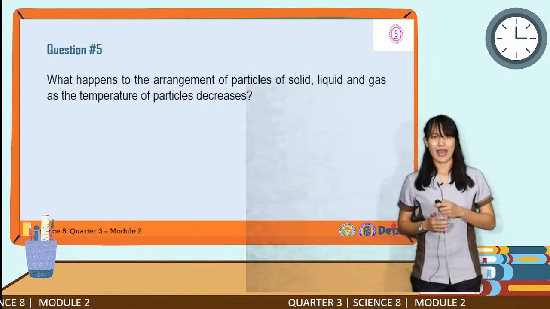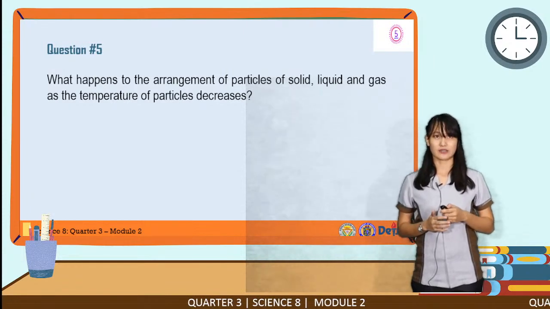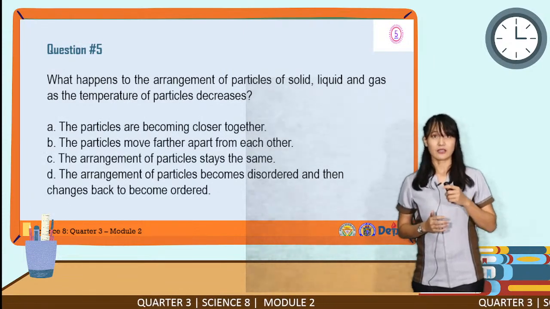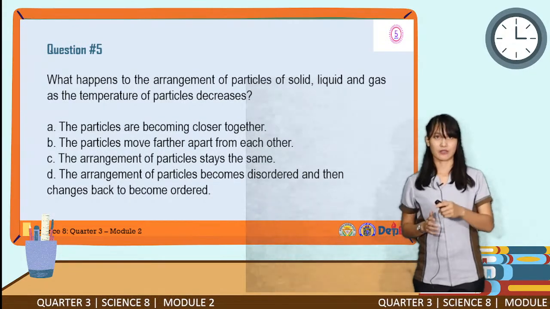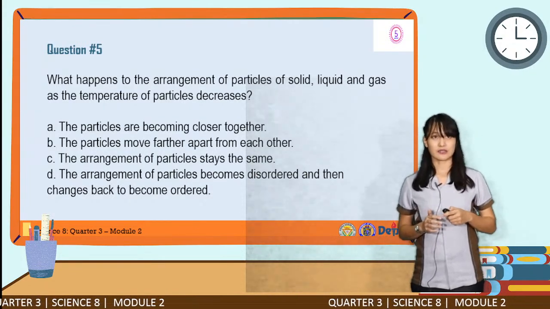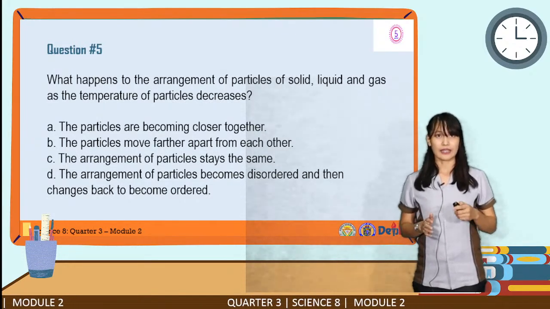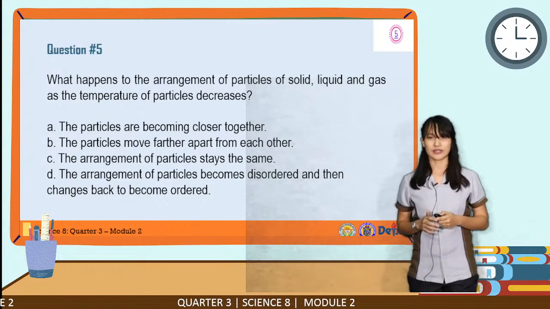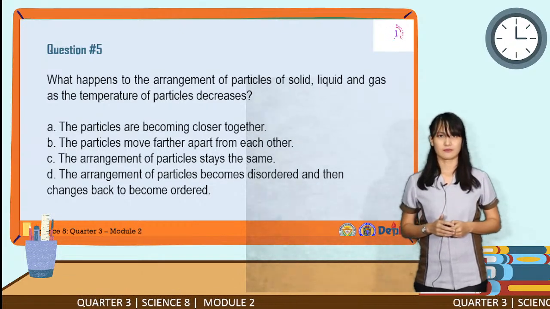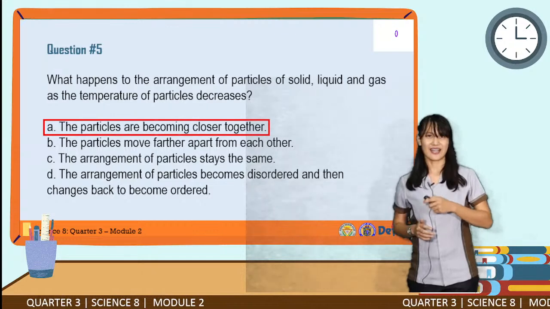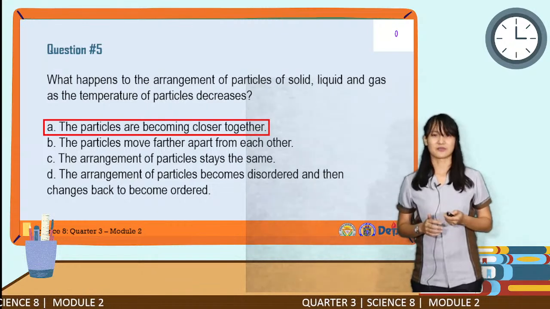Lastly, what happens to the arrangement of particles of solid, liquid, and gas as the temperature of particles decreases? Is it A, the particles are becoming closer together? B, the particles move farther apart from each other? C, the arrangement of particles stays the same? And D, the arrangement of particles becomes disordered and then changes back to become ordered. You got it right, and the answer is letter A. The particles are becoming closer together.